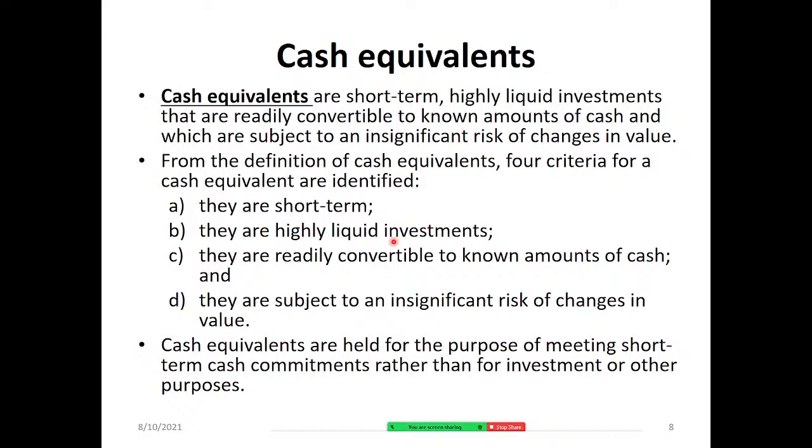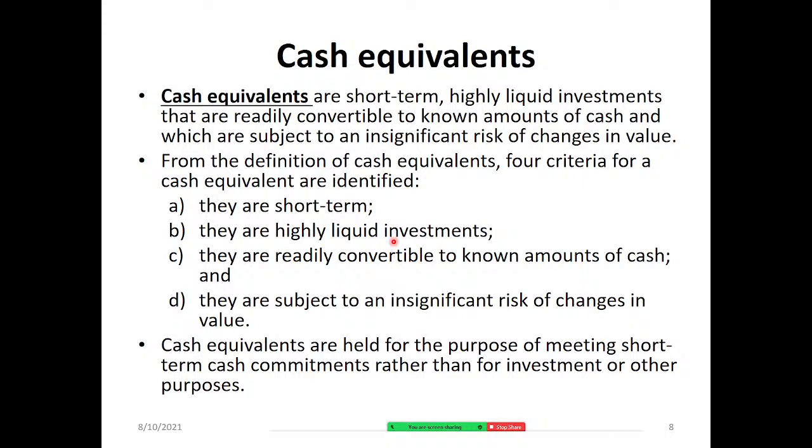Known amounts mean, for example, if an entity has a certificate of financial instruments, and the value of the certificate is 10,000, the entity should be confident that when they convert this security into cash, they will definitely get the same amount that appears in the certificate, in this example 10,000. So the known amount of cash should be subject to an insignificant risk of changes in value.